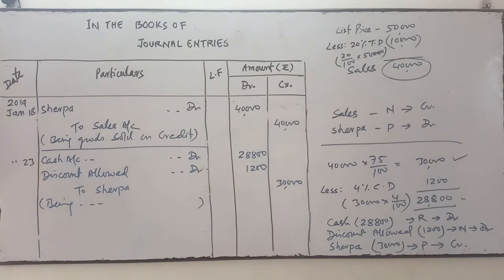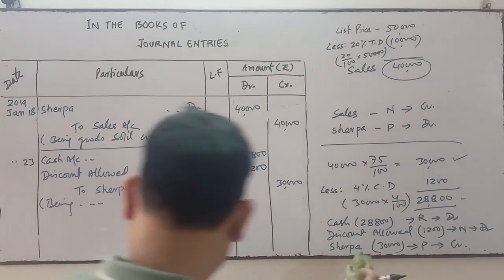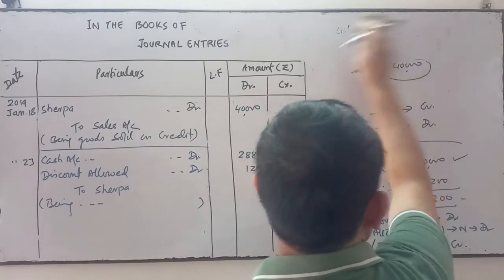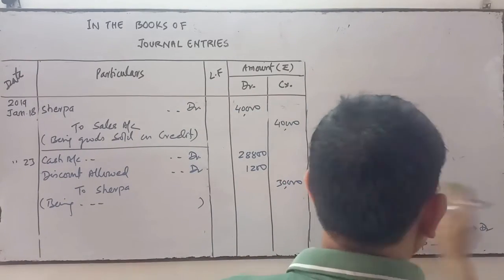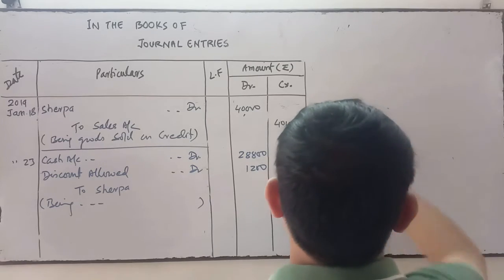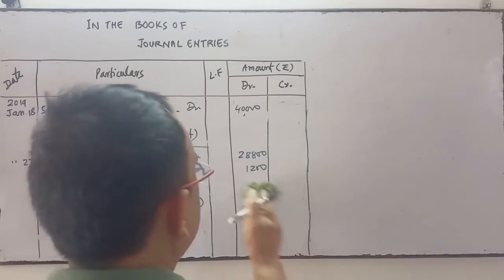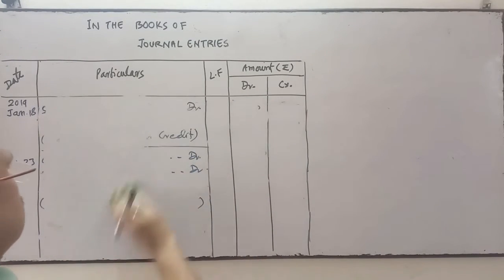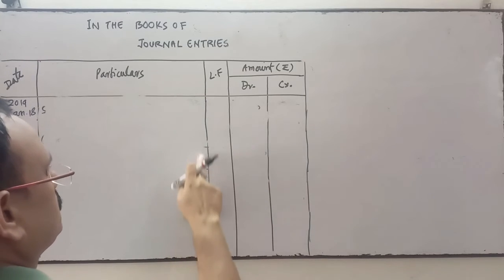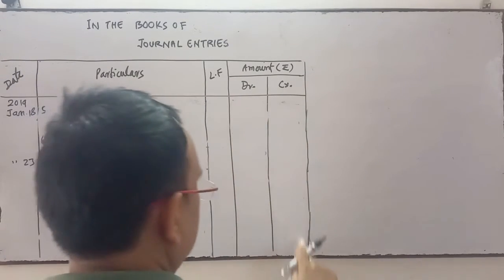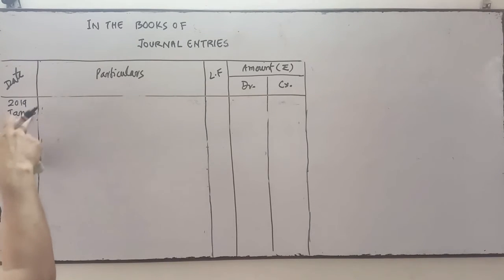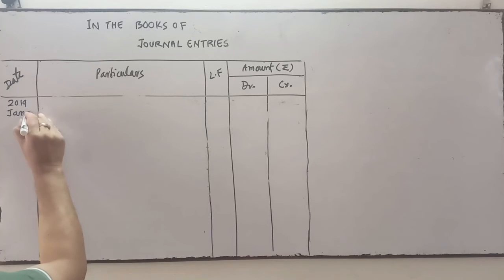Now see the next transaction of January 25. The next transaction date is January 25.